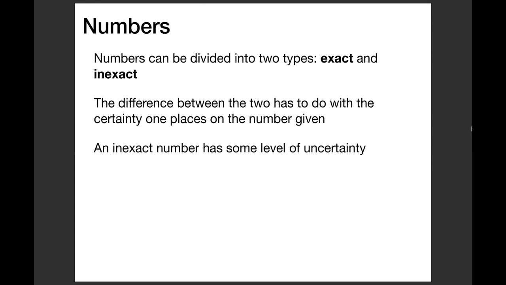In contrast, an inexact number has uncertainty attached to the value. Anything that one measures is inexact because there will always be uncertainty in that measurement. For example, the temperature recorded by this thermometer is 37.5 degrees Celsius. There's some uncertainty in that number, and that uncertainty is in that last digit, that 0.5 degrees Celsius.